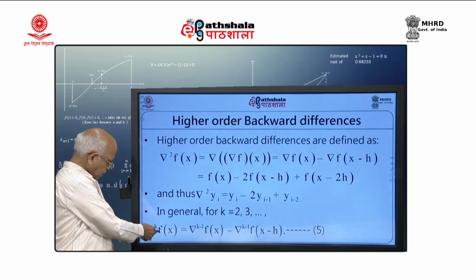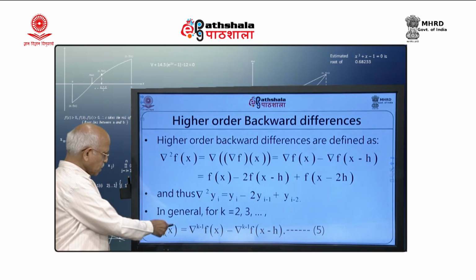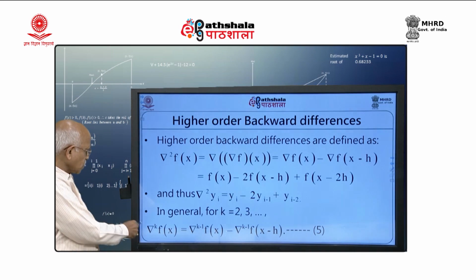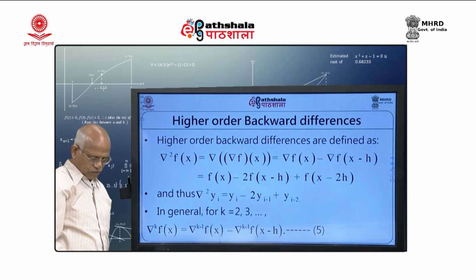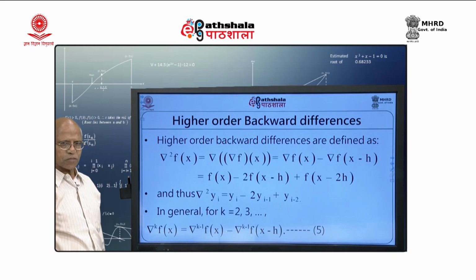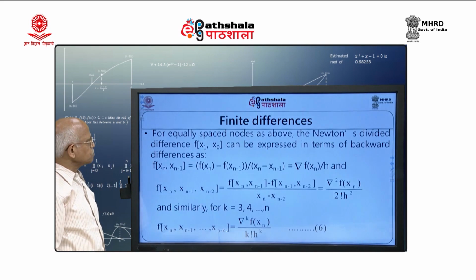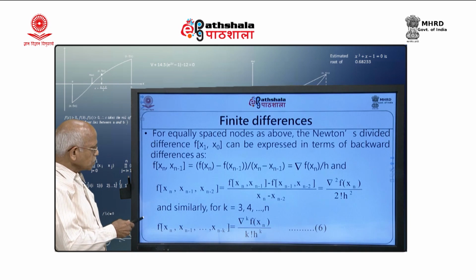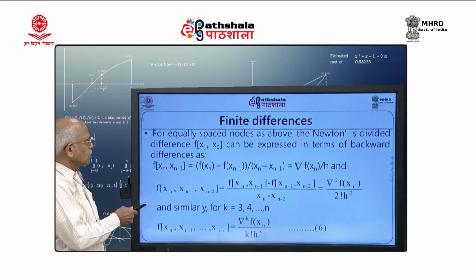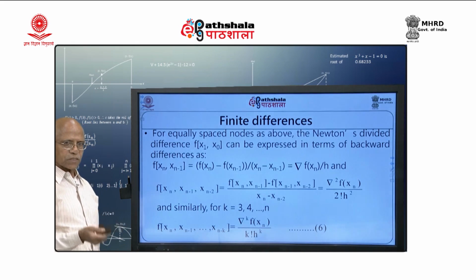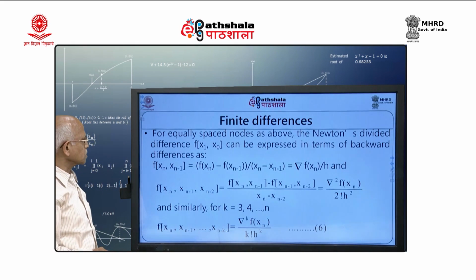So, del k f(x) is equal to del k minus 1 f(x) minus del k minus 1 f(x minus h). So this is the general kth order backward difference, which we can write in terms of k minus 1 order backward differences, for equally spaced nodes. Now, what we are trying to do is use these Newton's backward differences to express Newton's divided differences.